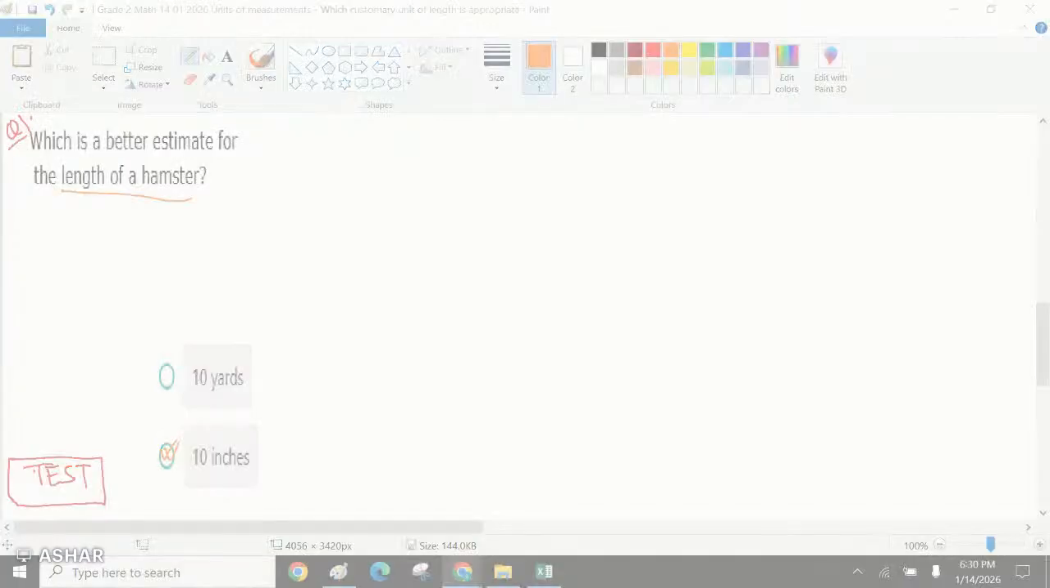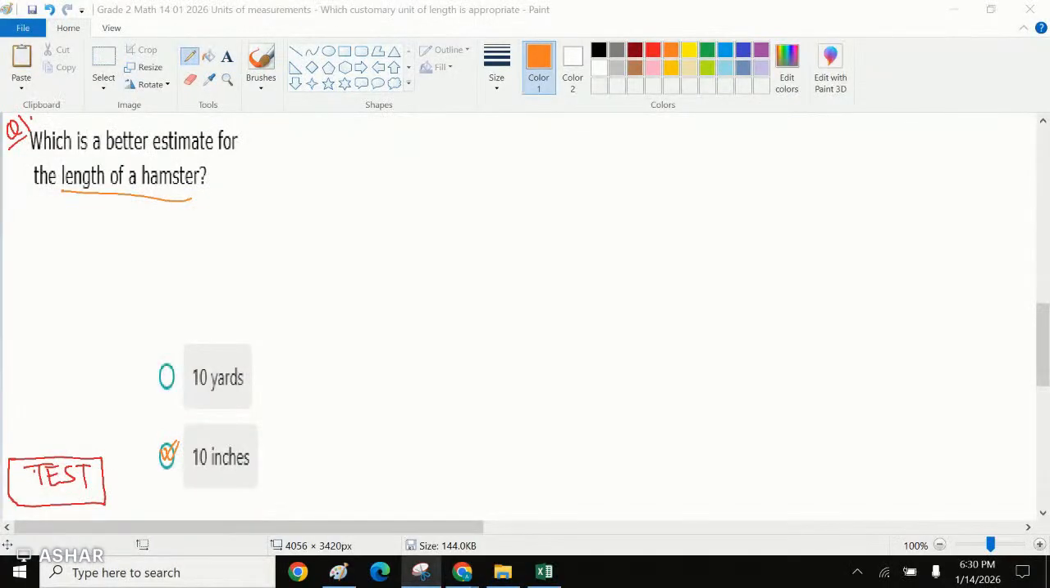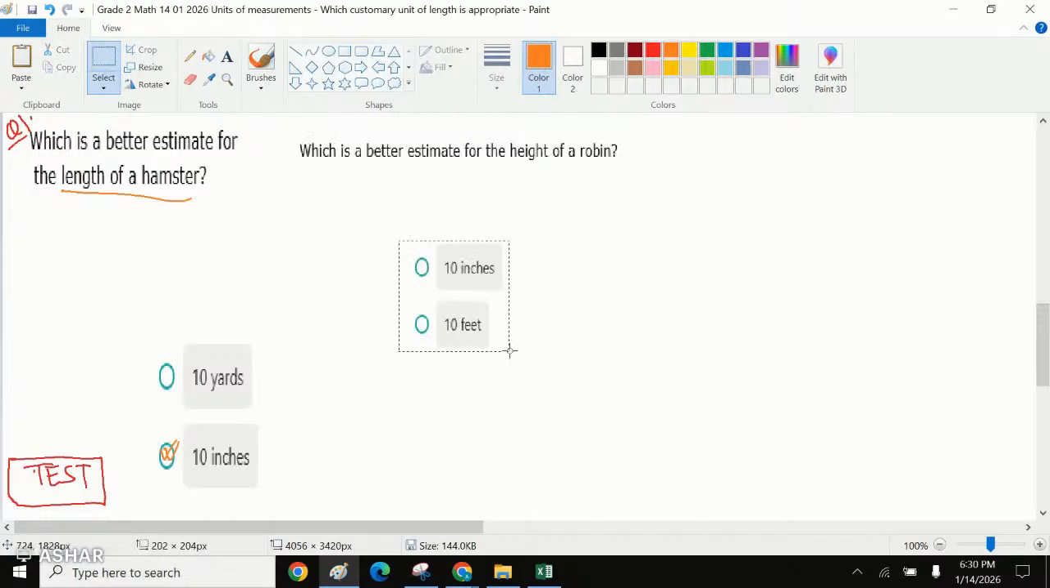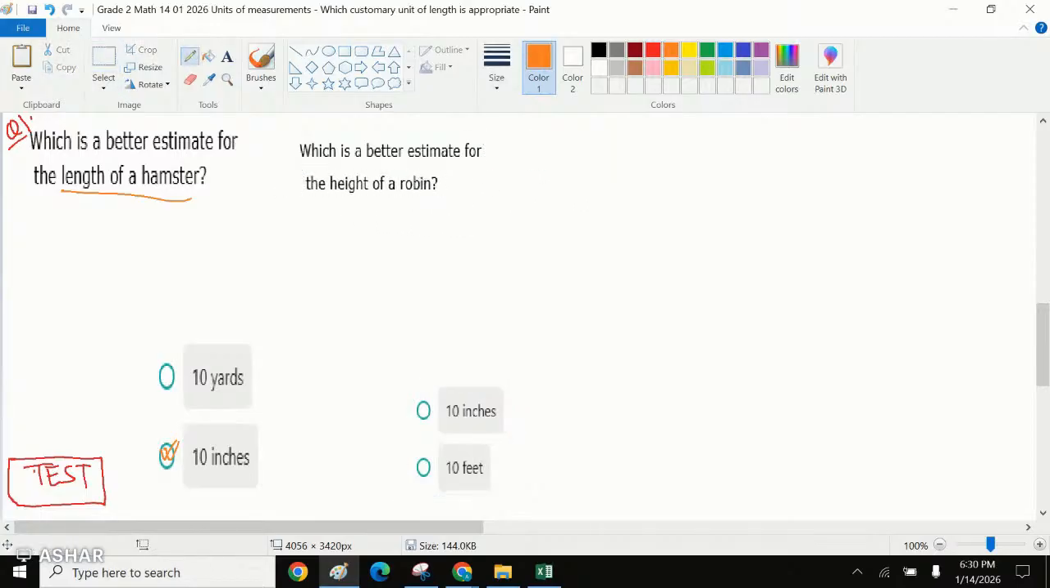The next question is about a robin. We just did a similar question but with a different value. What is a better estimate for the length of a robin? A robin is a bird. That would be question number 2.